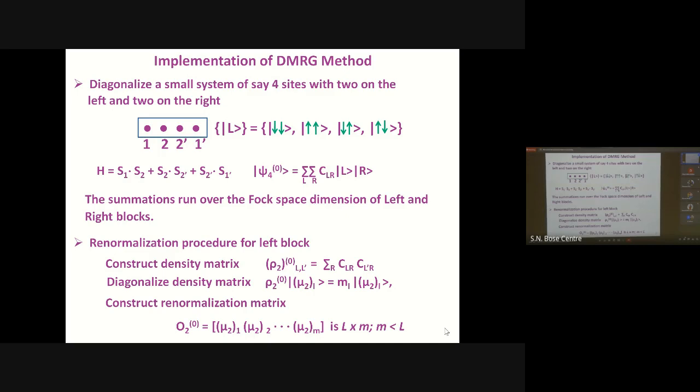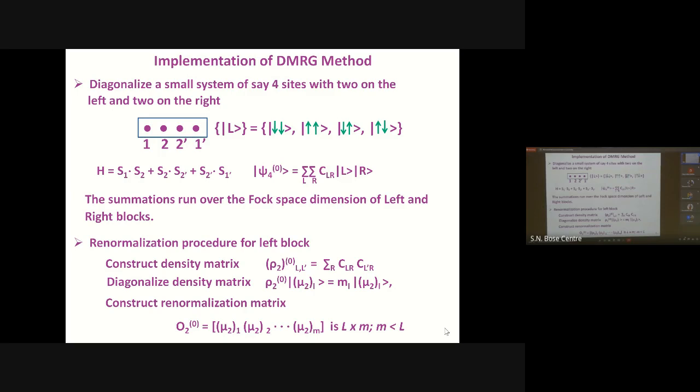And you can get the eigenstate of this Hamiltonian H, which is psi 4 0, with 0 representing the ground state and 4 the size of the system. This can be re-expressed as a direct product of the states on the left with the states on the right, and you have the coefficients here. The summation runs over Fock space dimensions of both left and right. So sum over L, sum over R, C_LR, L times R. Now in the renormalization procedure, you have to construct the density matrix.